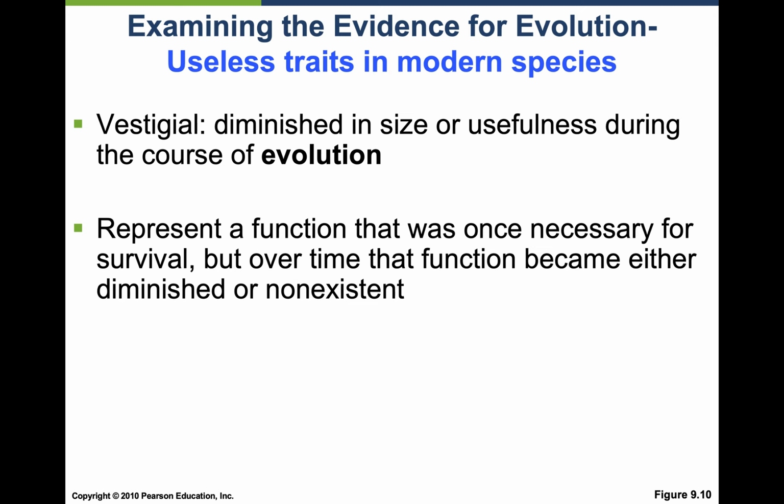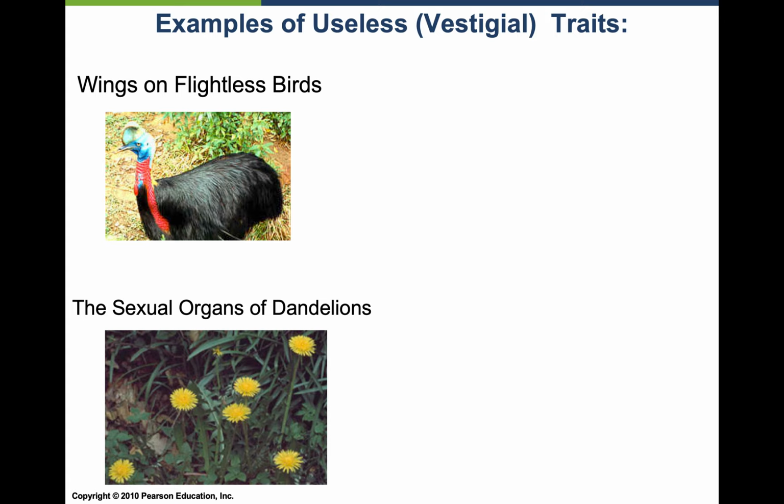So here's some examples. Wings in flightless birds. So this is a dinosaur bird from Australia, and you can see it has wings, but they no longer fly. The wings have a different function now, which is essentially keeping, they have these long feathered center parts of the feather now that essentially push vegetation away from the edge of them. The sexual organs of dandelions. So dandelions actually do not reproduce sexually, but they still have the sexual portions of the flower.